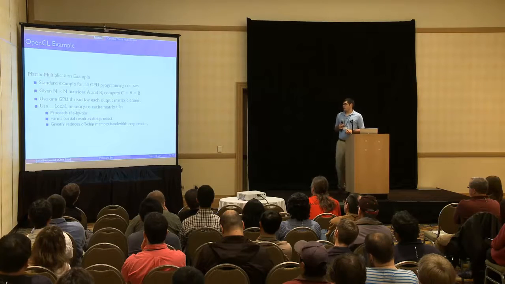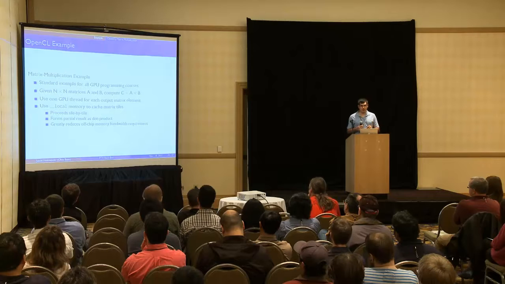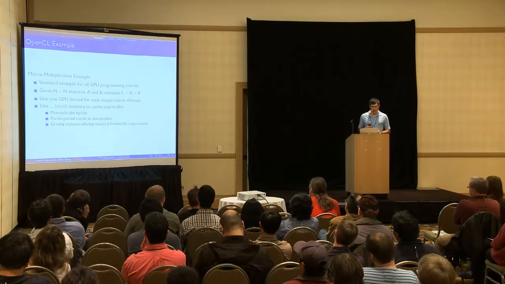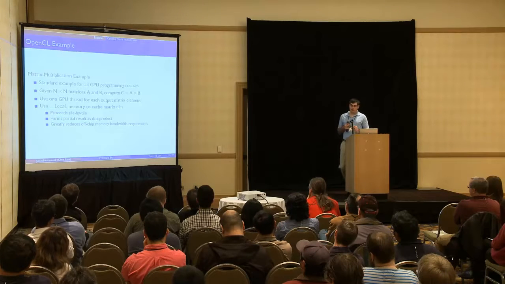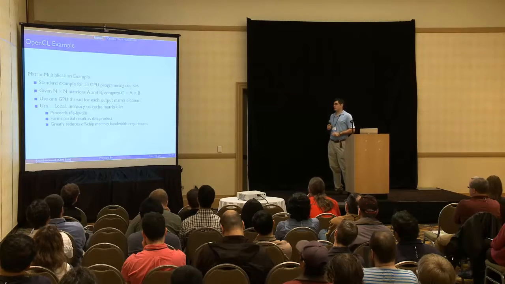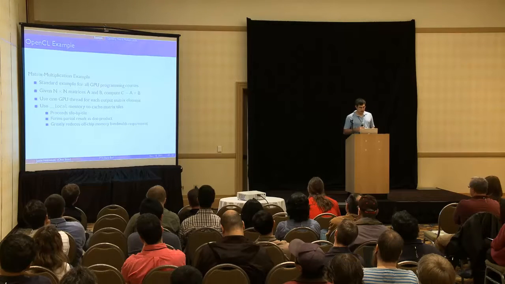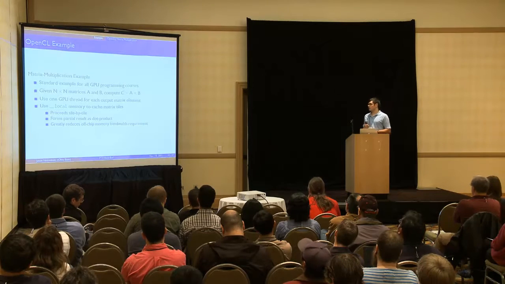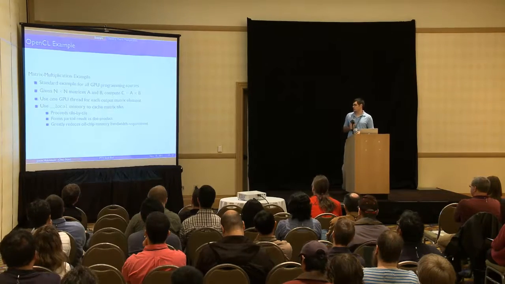We're again going to make it easy for ourselves and say we're going to use one GPU thread to compute each element of the output matrix. Further, we're going to use local memory as a way to cache data in our fast scratchpad memory, which will allow us to greatly improve the execution speed of this particular kernel.